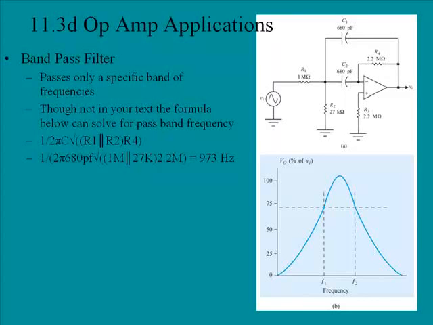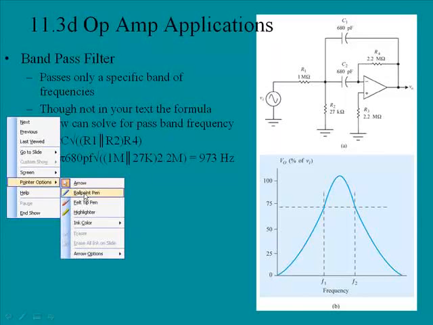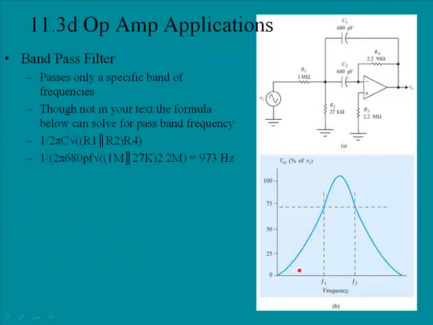Okay, we're continuing in op-amp applications, and in this section we'll be looking at a band pass filter and a band stop filter. We begin with the band pass, and as its name implies, it passes only a specific band of frequencies, and you can see from the graph here that that's exactly what it does. It passes a specific band of frequencies.